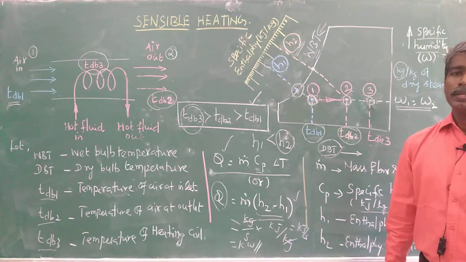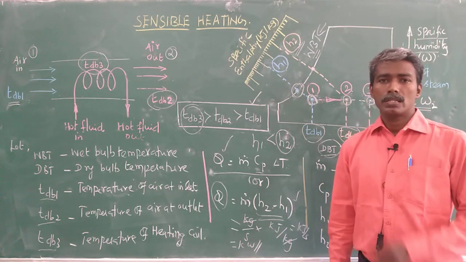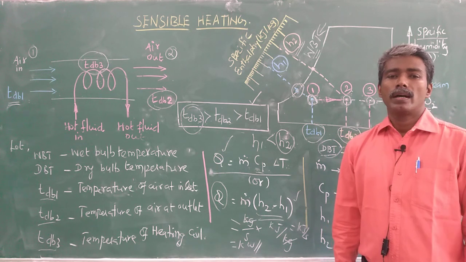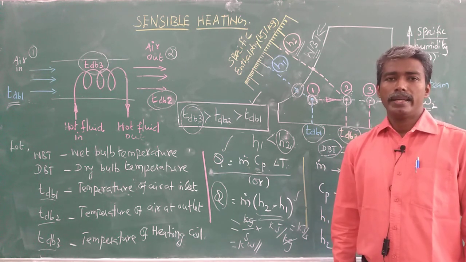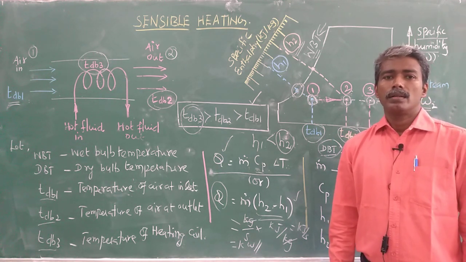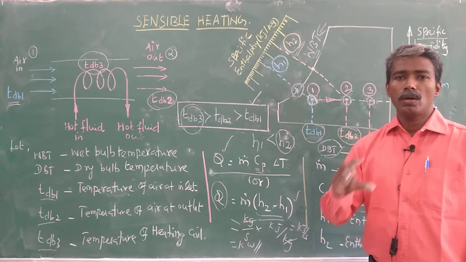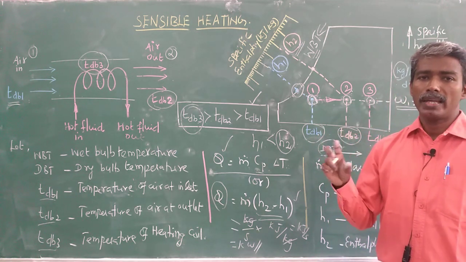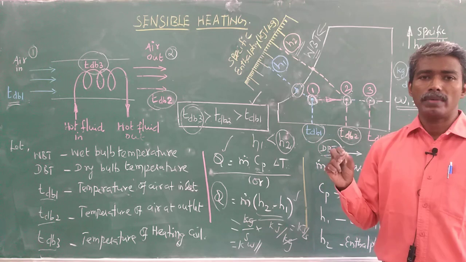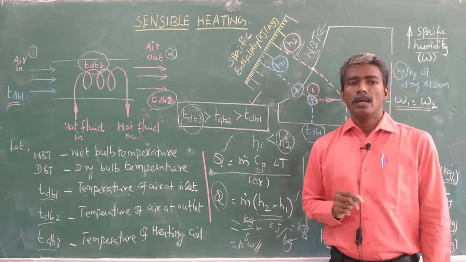Okay. Now, in this class we have seen sensible heating. We send some amount of air and heat it by increasing the temperature without increasing the moisture content. This is the main objective of sensible heating, and it is very useful for psychrometric processes.